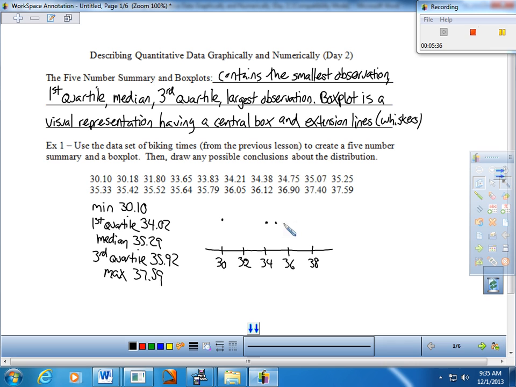35.92, right there. And last but not least, 37.59, so probably about right there. And there, of course, would be the 5 values from our 5-number summary plotted.